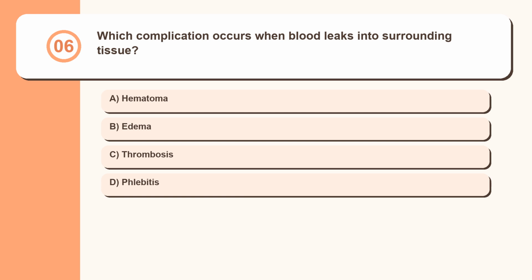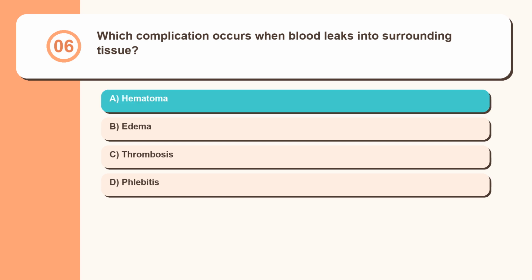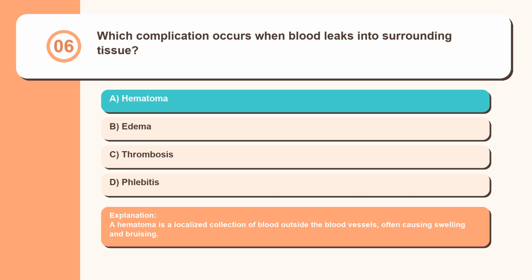Question 6. Which complication occurs when blood leaks into surrounding tissue? Hematoma, edema, thrombosis, phlebitis. A hematoma is a localized collection of blood outside the blood vessels, often causing swelling and bruising.